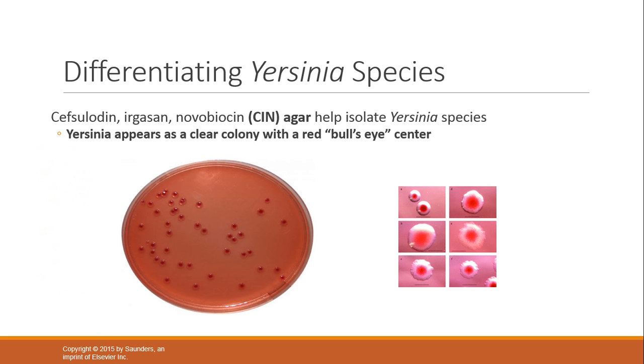So we do have a particular type of media that we use to spot Yersinia, to grow it. It's called CIN agar. And Yersinia appears like a clear colony with a red bullseye. So here it is. CIN should be on your media worksheet. So make sure that you link CIN agar and this colony morphology with Yersinia.